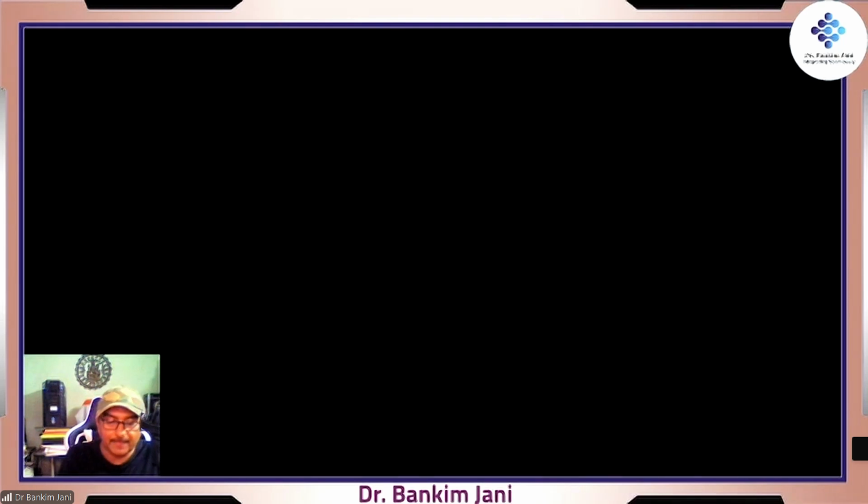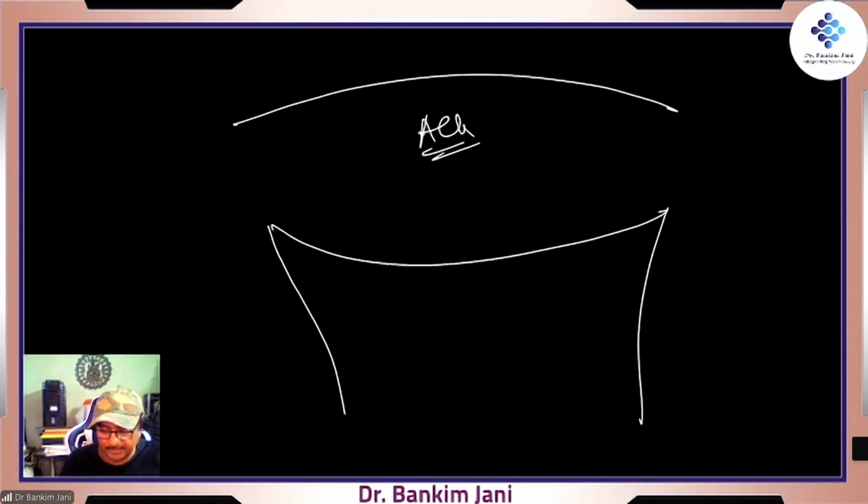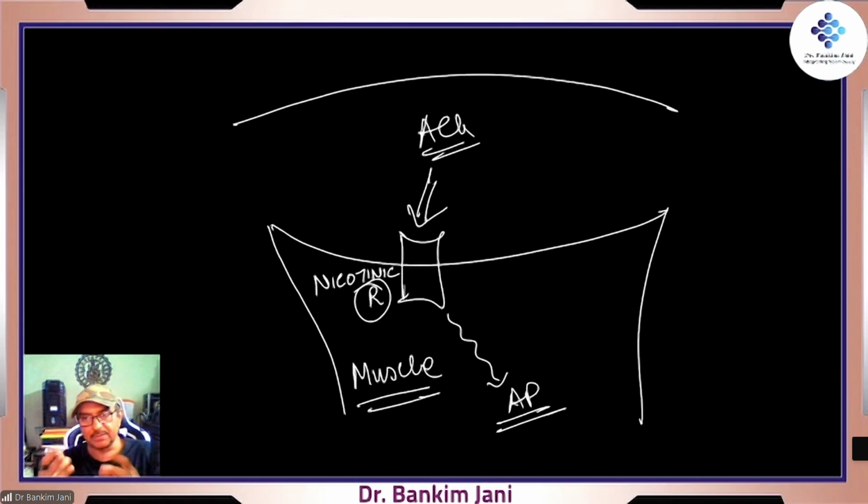One more thing. Now acetylcholine. This is our muscle end plate. This is our muscle. On this muscle, there will be nicotinic receptors. This acetylcholine will be acting on it, and when it acts, immediately it will be sending a wave of action potential inside. When this action potential wave is sent inside, the muscle starts contracting.